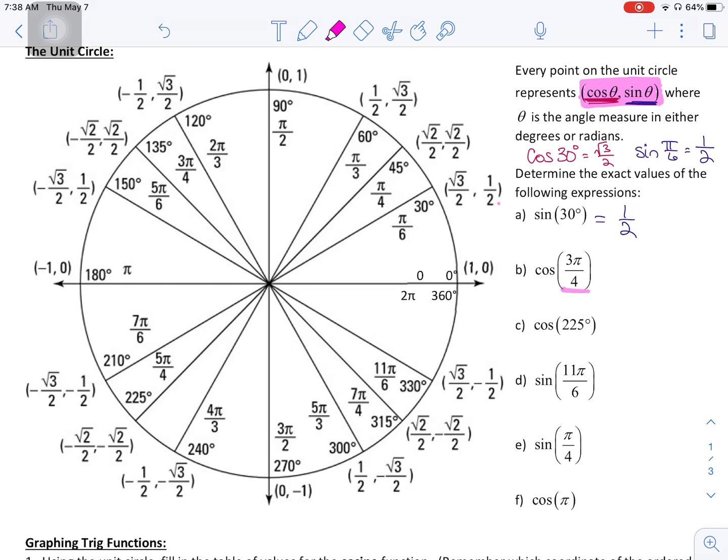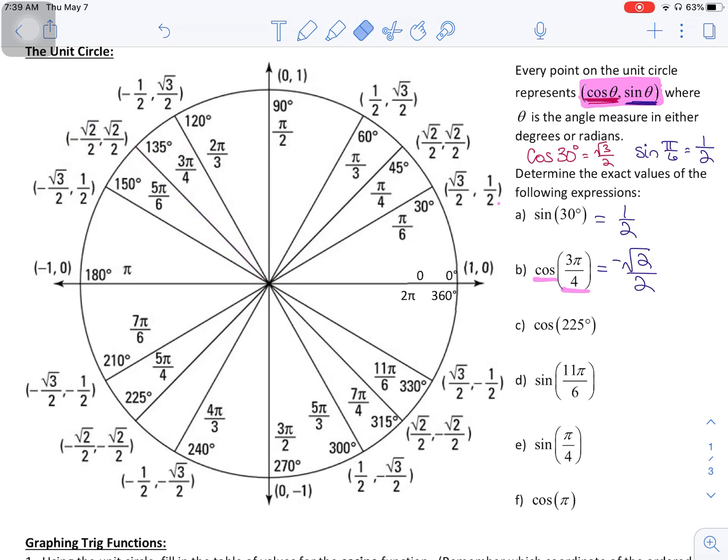We've got 3 pi over 4. So this is obviously in radians. If I start here and look at my radians, right here is 3 pi over 4. So 3 pi over 4 is right here, which is this line. Make sure you're using the right lines here. Okay, so that angle measure, and we're looking at cosine. Cosine is the x value. So that ordered pair tells me that the cosine of 3 pi over 4 is negative root 2 over 2.